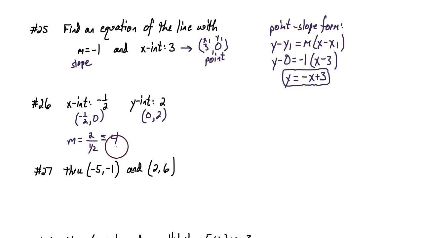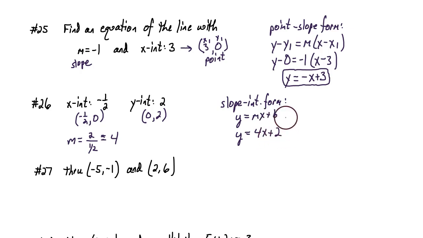We now know the slope, and we know the y-intercept. So let's use slope-intercept form. The formula for that is y equals mx plus b. Let's make our substitutions. For m, we got 4, and b is our y-intercept, we were told that that was 2. So here's our equation.